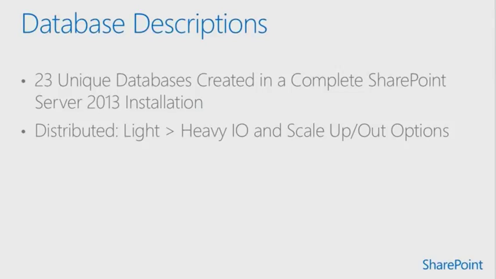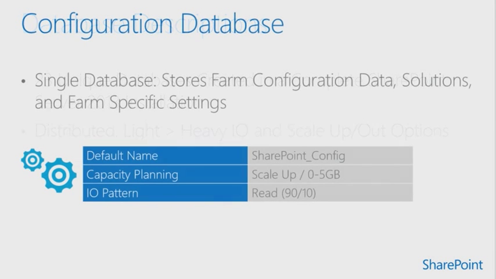So we have, as you said, 23 unique databases in a complete installation. And what we're going to look at is what our concerns are about those databases: the amount of I/O. We've talked about how important that is, whether it's light or heavy, and also what our options are for improving performance. Do we want to scale up or scale out? So as we talked about, we are going to hit just a few of these.